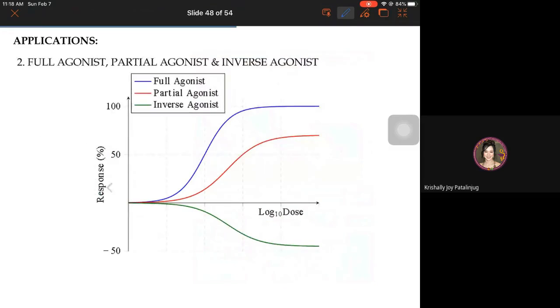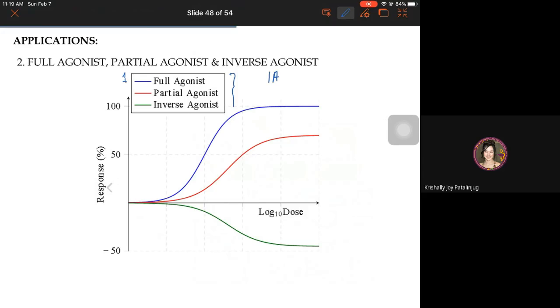Now, another application of the graded dose response curve is comparing the responses of a drug if it is a full, a partial, or an inverse agonist. Recall that we defined these three based on their differences in intrinsic activity. Particularly, we used a hypothetical quantal unit in describing the intrinsic activity of a full, partial, and inverse agonist. For a full agonist, its intrinsic activity would be 1.